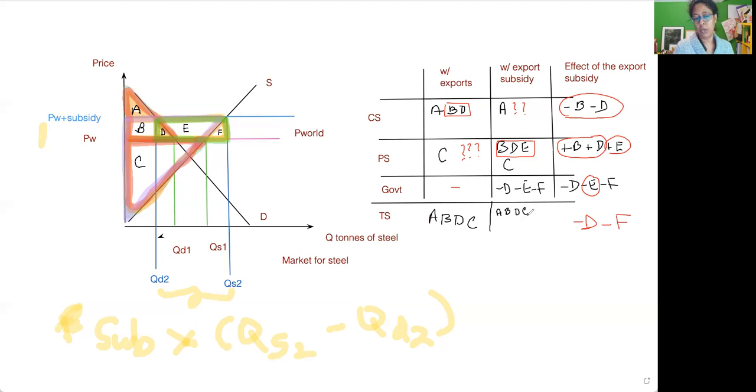And remember, when we have a cost that's beyond the benefit, we have to subtract that cost. So we've produced up to QS1, and now we're going further, and we've got to take that cost out.